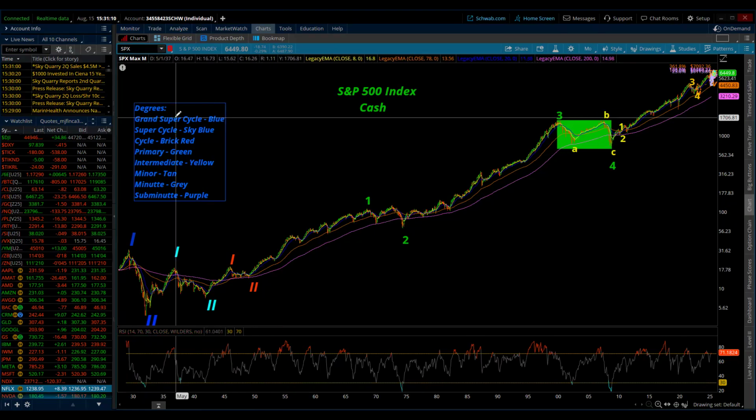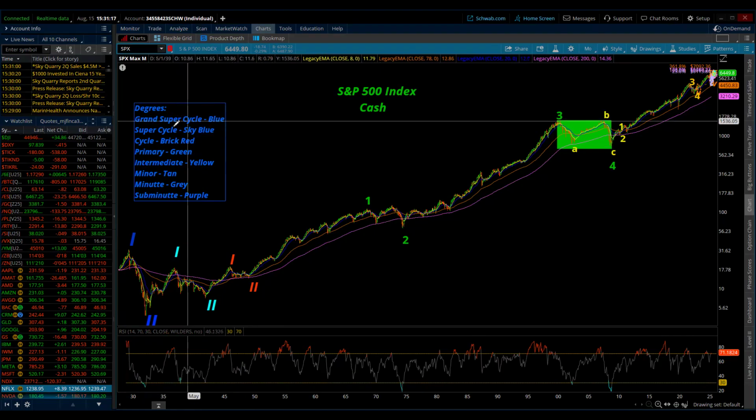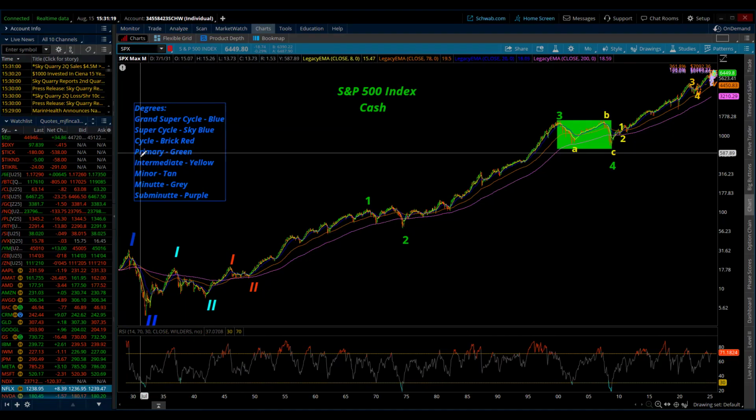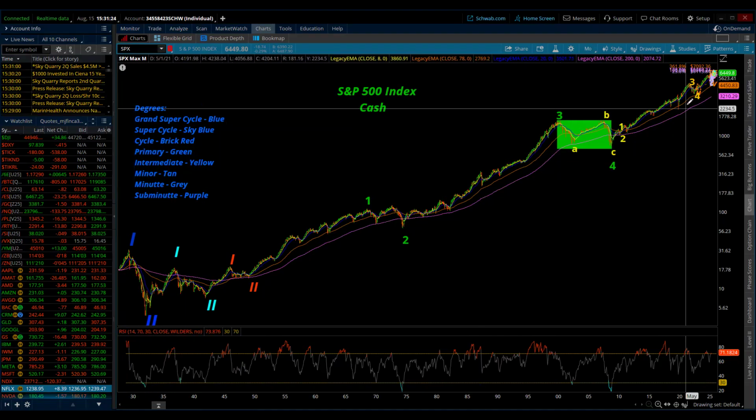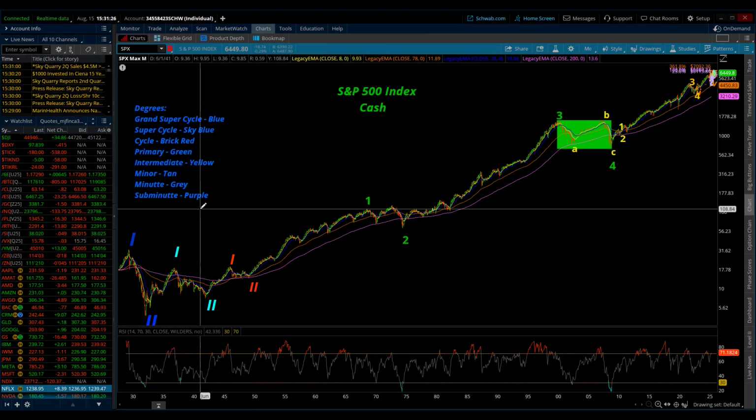So I also, in my degrees, I start as R.N. Elliott laid them out with the grand supercycle, and then the supercycle, cycle, primary, intermediate, minor, minuette, and then sub-minuette, and then that's the color key.